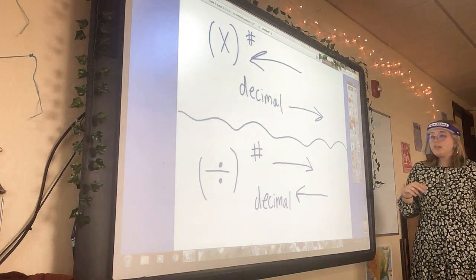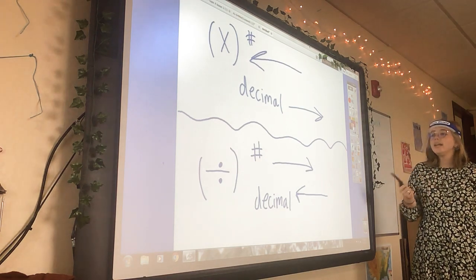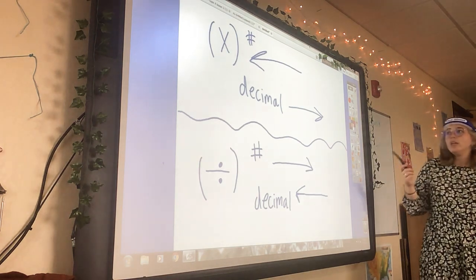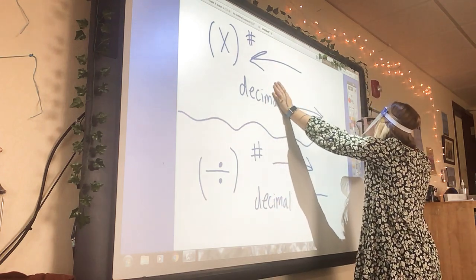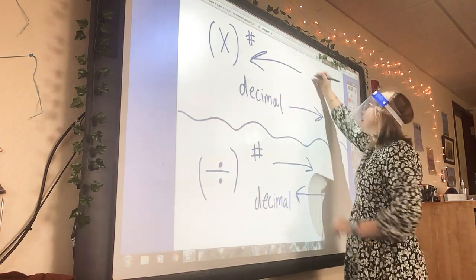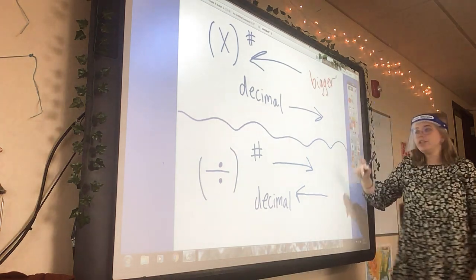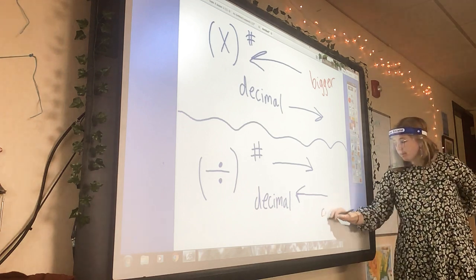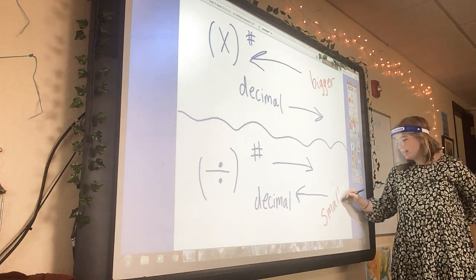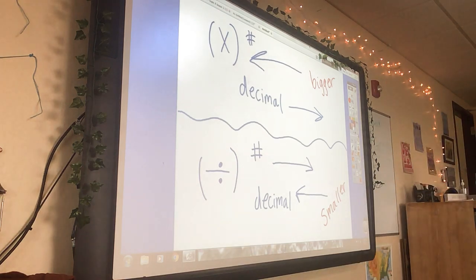One last thing I want you to write there. When you're multiplying, does your number get bigger or smaller? Bigger. Thank you for saying bigger. So you're going to write bigger. When you're dividing, does your number get bigger or smaller? Smaller. So write smaller. If you want to do it in another color, that would be cool. You don't have to. You can highlight it too.